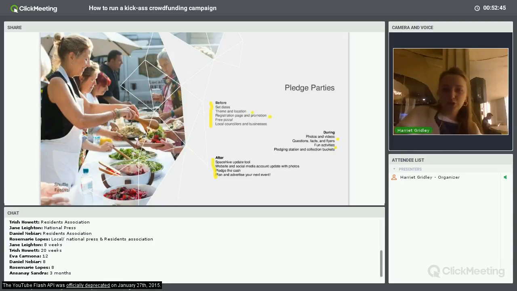So when you actually do hit your target, maybe you'd like to have another party to celebrate, and get everyone down to say thank you. So get those dates in the diary as soon as possible.